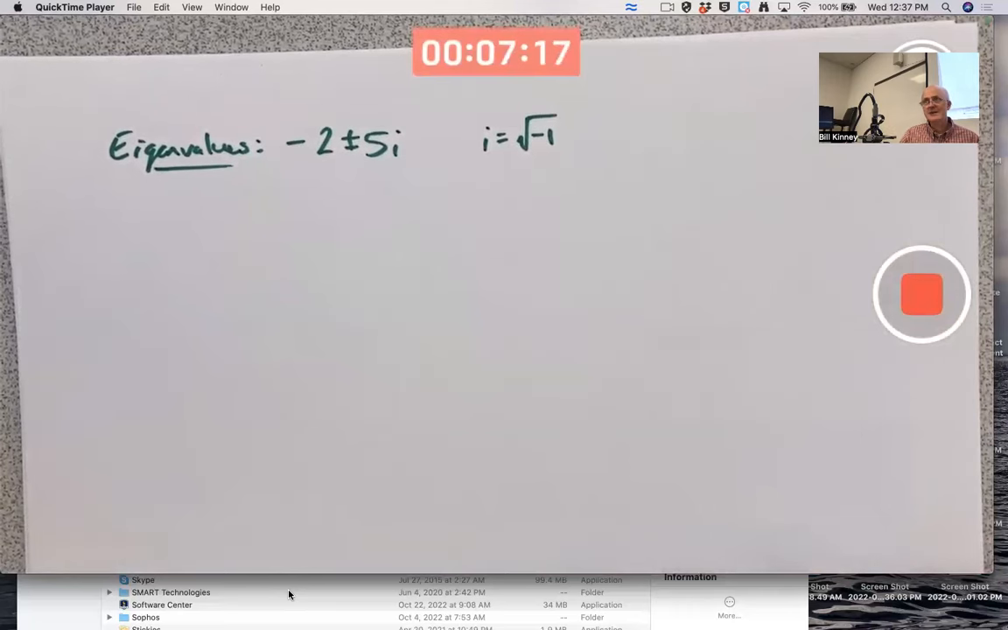It is useful in this class. It's useful to some degree in electronics. It's very, very useful in quantum mechanics. The imaginary unit and complex numbers show up all the time in quantum mechanics. It turns out to be a very useful thing.